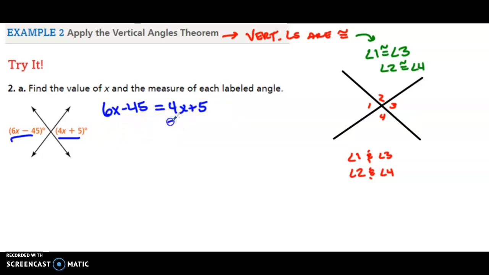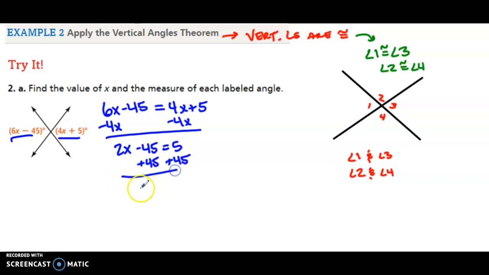First, I'm going to get all the x's to one side, so I'm going to subtract 4x from both sides. So that's going to say 2x minus 45 equals 5. Now I'm going to add 45 to each side, and that'll give me 2x equals 50. And then if I divide both sides by 2, I have x equals 25. So that's the first part of my answer, x equals 25.